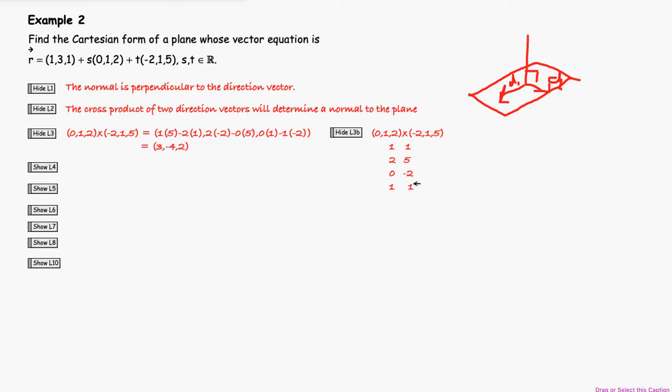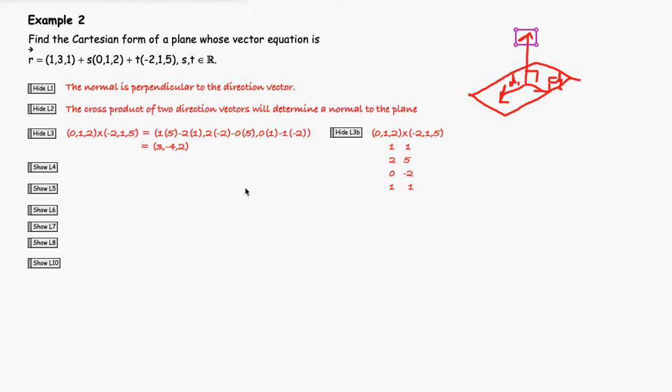And for the last one, 0 times 1 is 0. 1 times -2 is -2. 0 take away -2 is +2. So I now have the cross product is 3, -4, 2, and that gives me the normal to the plane. How do I know that? This vector here is perpendicular to both of these two vectors, also perpendicular to the plane.